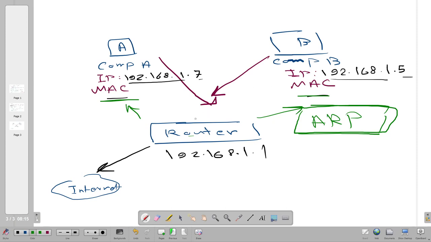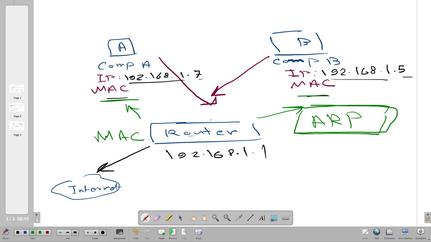So at the very first, computer A would ask for the MAC address of the router. And the router will say, hi, yeah, my MAC address is this, let's say, right? So computer A and router have now exchanged their MAC addresses. The same with computer B and the router. They will exchange their MAC addresses using the protocol ARP.